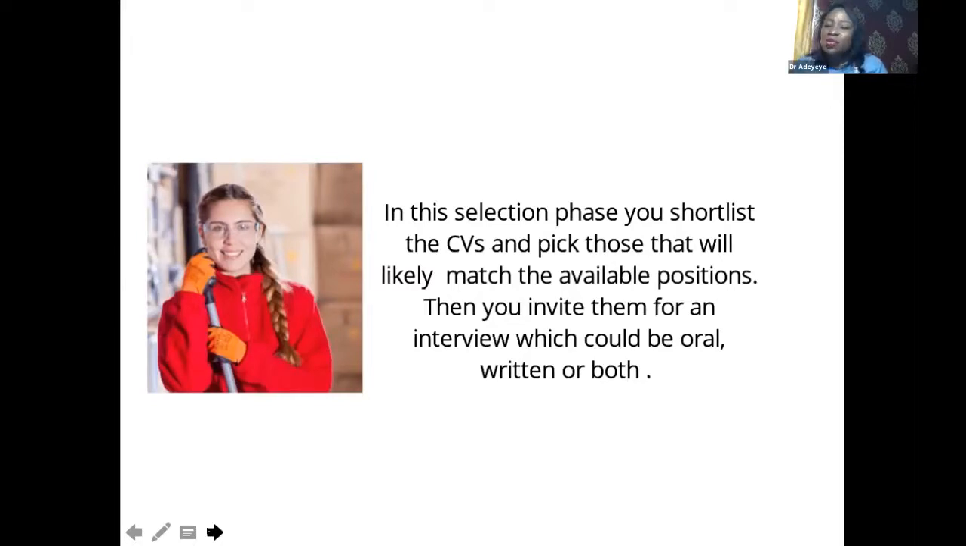Then you invite those ones for an interview, which could be oral, it could be physical, like seeing them physically, or virtually. Now, COVID-19 has made it so easy for us to be virtual and still get same or similar results to physical presence. Their interview could be oral or written, or it could be both. So your policy that you're going to write is also going to say that, okay, these are the general questions we'll ask anyone that wants to join our company.